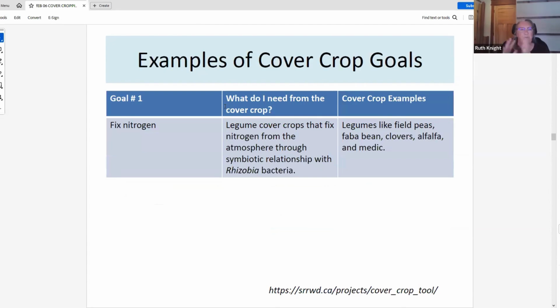So just going to go through four goals. If you have a goal to fix nitrogen, you would look at legume crops that fix nitrogen through the symbiotic relationship with rhizobia bacteria. And examples would be field peas, faba beans, clovers, alfalfa, and maybe others depending on your context.